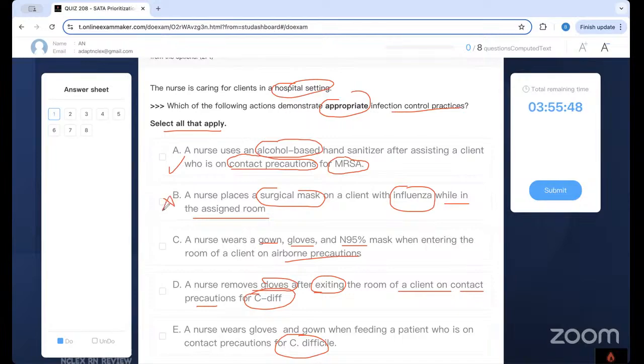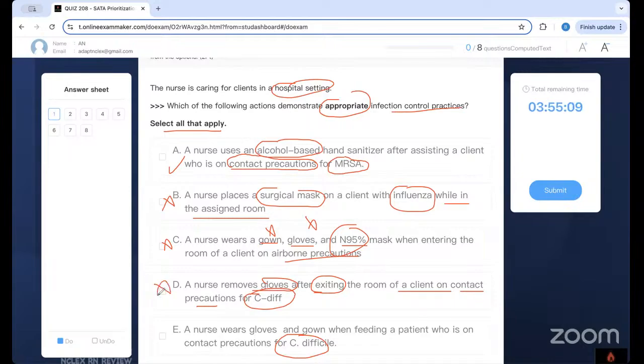A nurse wears a gown, gloves, N95 when entering a room of a client on airborne precaution. Of course, all of them feel appropriate, but for your test, the only requirement for airborne is N95. You don't need gown, you don't need gloves, unless you're touching the patient and the patient has a wound. So this is inappropriate. And removing gloves after exiting the room of a client on contact precaution for C. diff. If you have C. diff, the gloves should be removed in the room, not outside. You wear the gloves going in and remove them inside the room.